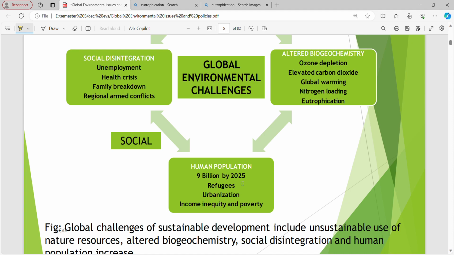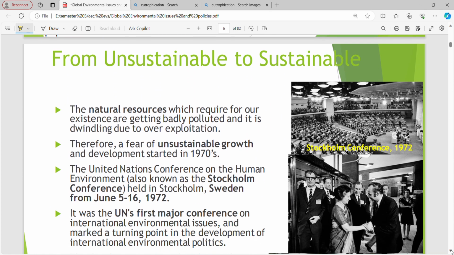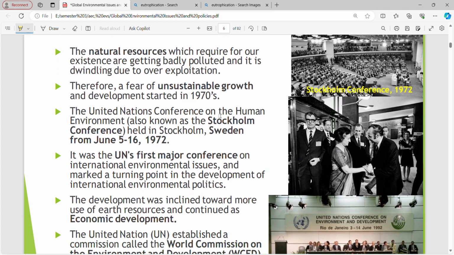Then human population leads to these changes, right? 9 billion by 2025, refugees, urbanization, income inequality and poverty. Okay, so next is from unsustainable to sustainable, a solution. The natural resources required for our existence are getting badly polluted, and they are dwindling due to over exploitation. Therefore, a fear of unsustainable growth and development started in the 1970s.